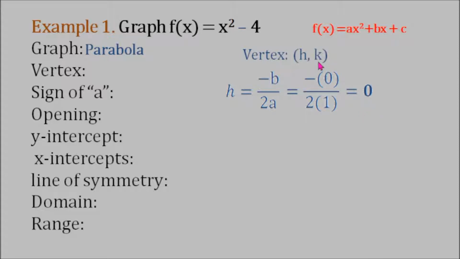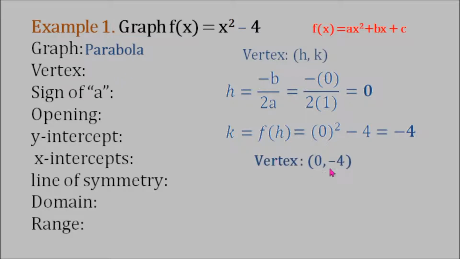Our k has the formula f of h, meaning whatever we obtain for h, we are going to substitute into x. So we have 0 squared minus 4, which is equal to negative 4. So our vertex has coordinates (0, negative 4).